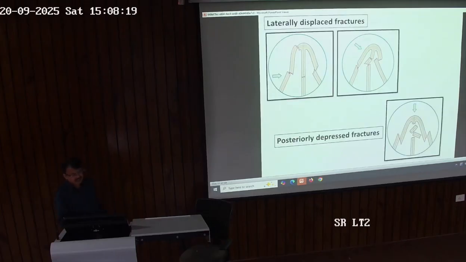This diagram shows the laterally displaced fracture. See? This diagram shows the laterally displaced fractures due to the lateral impact of force. And this diagram shows the posteriorly depressed fracture due to the head-on pressure.